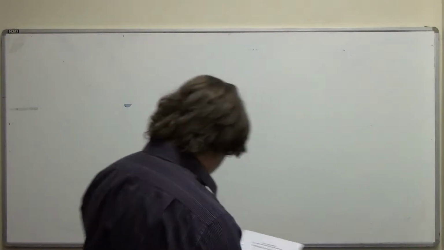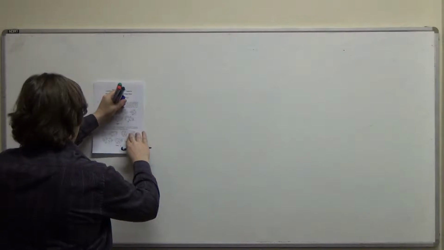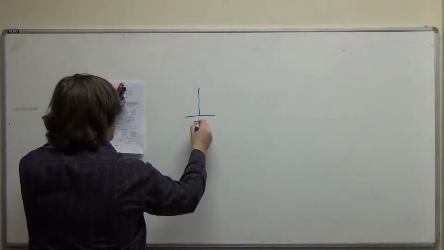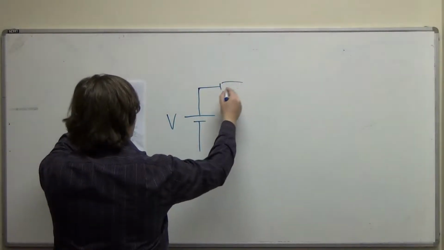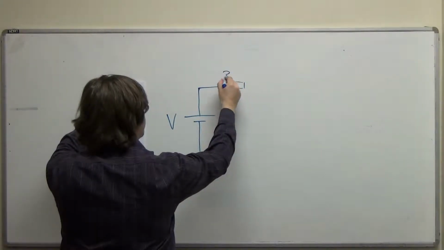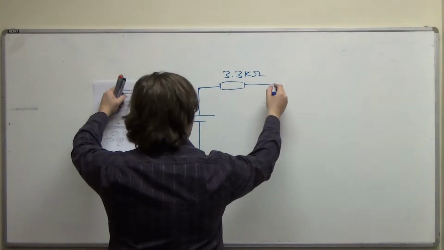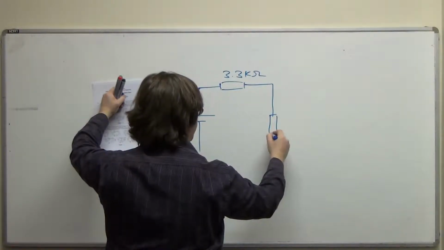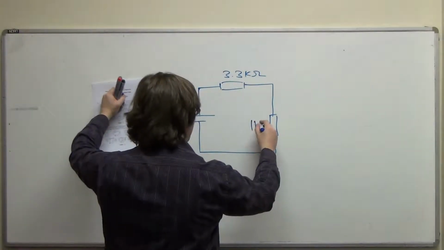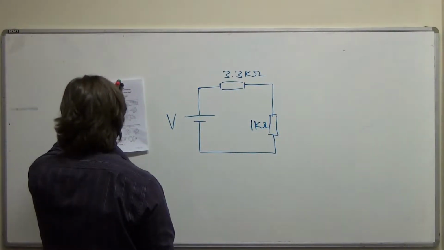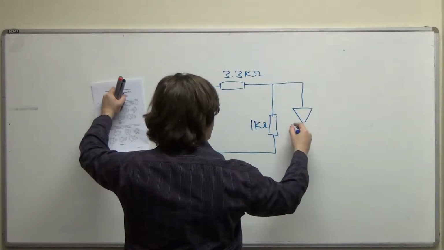And C says we've got an unknown voltage source of V volts and a resistor in series, which is 3.3 kiloohms, and then we've got, in parallel with those two things, another resistor of 1 kiloohm, and in parallel with the 1k resistor we've got a diode.